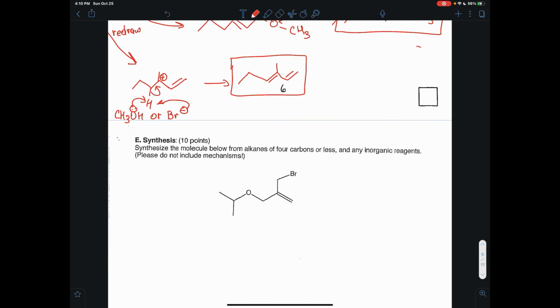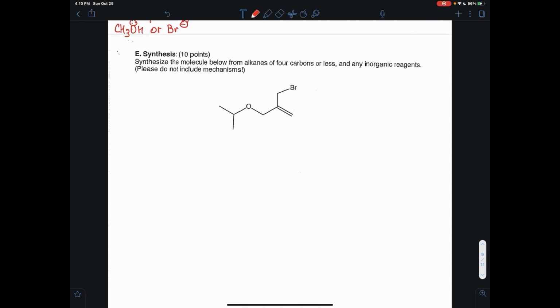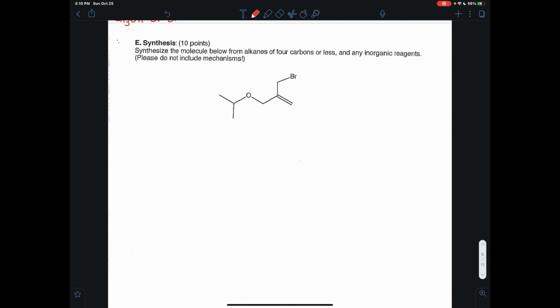Now, moving on to synthesis. This is actually a pretty fun part too. So synthesize the molecule below from an alkane of 4 carbons or less and any inorganic reagents. So 4 carbons or less. This is our starting material. When we're doing those types of synthesis, how I like to do it is I always like to separate my functional groups. So if I need to split the molecule, I'll split it at a point where I have 2 functional groups on 2 separate molecules.